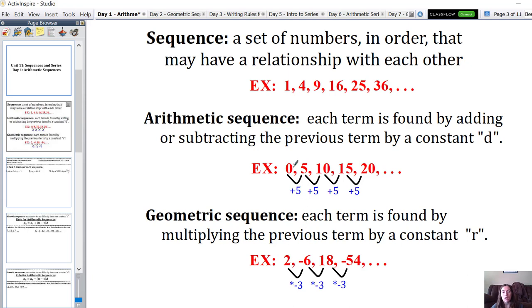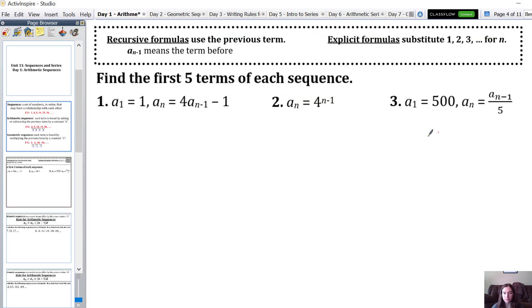So in this example, our value of d is 5 because we're adding 5 each time to get from one number to the next. We also have a geometric sequence where each term is found by multiplying the previous term by a constant that we call r. In this example, our constant is -3 because we're multiplying by -3 each time to get from one term to the next. Today we're just going to be focusing on arithmetic sequences though.